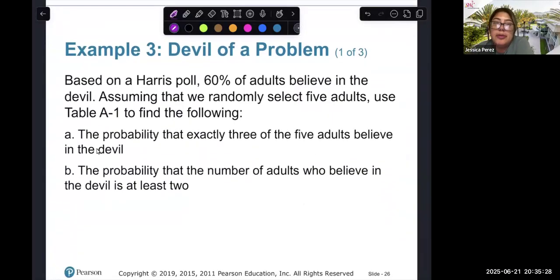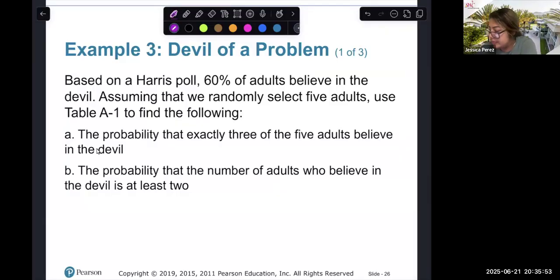So, devil of a problem. Based on a Harris poll, 60% of adults believe in the devil, assuming that we're randomly selecting 5 adults. Use Table A-1 to find the following. Find the probability that exactly 3 of the 5 adults believe in the devil.